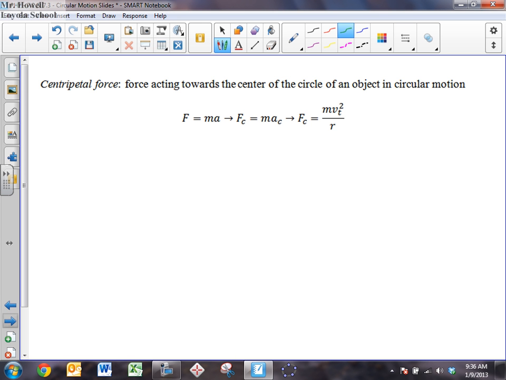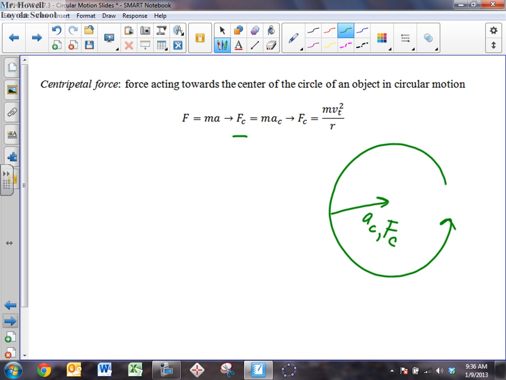So whenever you have something moving in circular motion, not only do you have the acceleration acting toward the middle, you also have a force acting toward the middle. You have a force acting toward the middle. And we remember Newton's laws tell us F equals ma. Instead of F equals ma, we'll write it as the force of centripetal equals the mass times the centripetal acceleration.